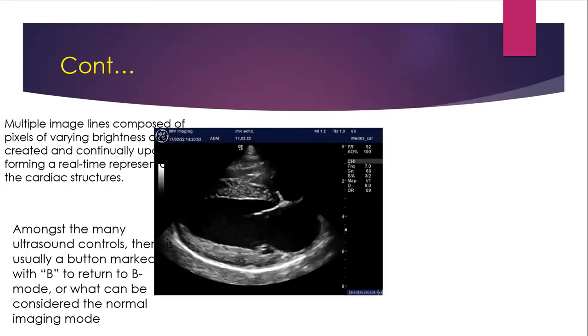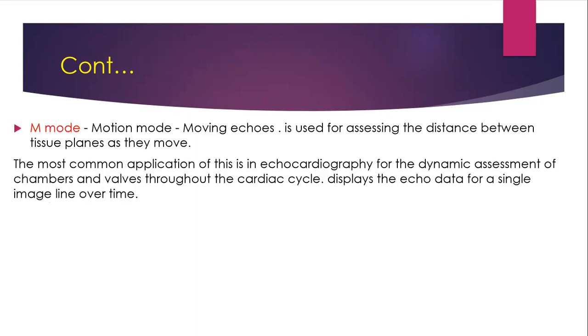Multiple image lines composed of varying brightness are created on various continuity, forming a real-time representation of cardiac structure. Among the many ultrasound controls there is usually a button marked B, which is called B mode, what you can consider the normal imaging mode. So you can see like this one, the brighter parts are the denser tissues. These are the tissues which are denser.